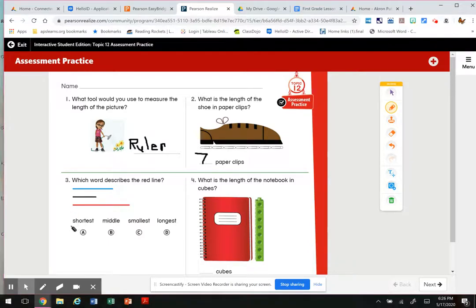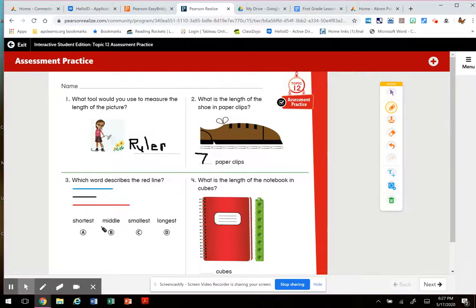So is it the shortest? No, the black line is the shortest. This says middle. It's not in the middle. The black line is in the middle. It says smallest. One more time, that's describing the black line. Longest. Very good. The red line is the longest line.